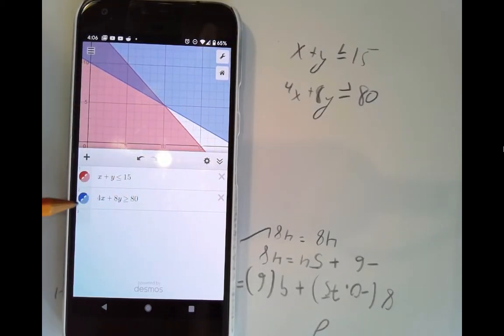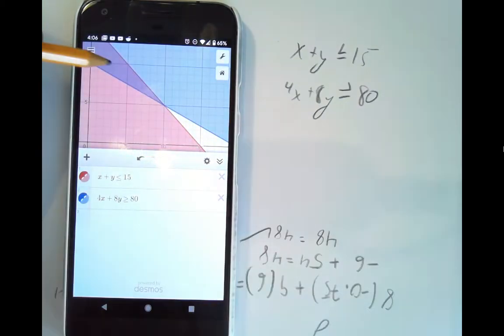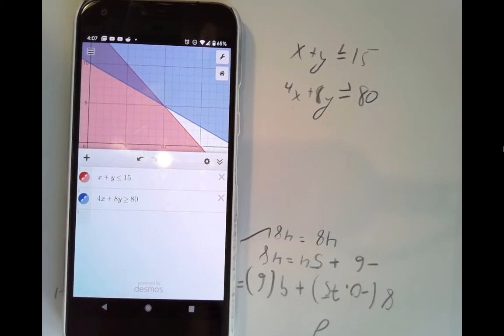The blue line is my second inequality that I wrote, and anything in here or on the solid line is a solution to this second inequality. And the double colored in region right here is the solutions to the system of inequalities. Any point in here is a solution to the system.